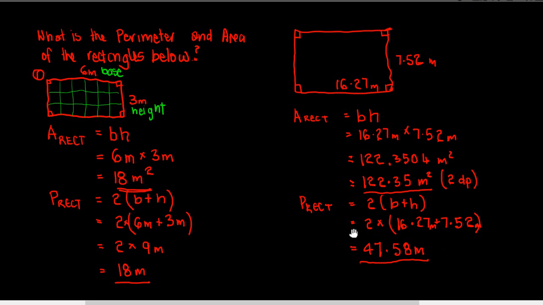So let's have a look at the perimeter of this rectangle, and that's equal to 2 bracket b plus h, that's our formula, 2 times 16.27 meters plus 7.52 meters. We add the 16.27 and 7.52 together, multiply by 2, and we'll get, on our calculator, 47.58 meters. It all stays in 2 decimal places. There's no need for any rounding or anything, and so that's all very well.